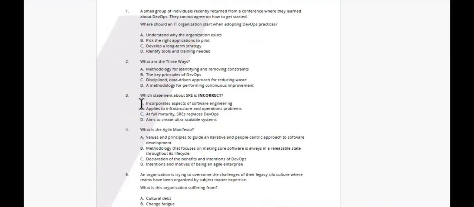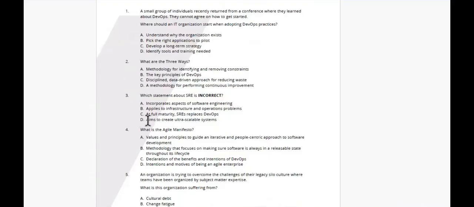Yes. Question 3, which statement about SRE is incorrect? SRE, as you may recall, stands for Site Reliability Engineering. So the answer A, incorporates aspects of software engineering. That's true. Just like the name, it has engineering. It uses engineering principles and practices for SRE. B, applies to infrastructure and operations problems. That's also true. C, at full maturity, SREs replace DevOps. That's certainly not true. SREs do collaborate with DevOps typically, but they don't replace DevOps.